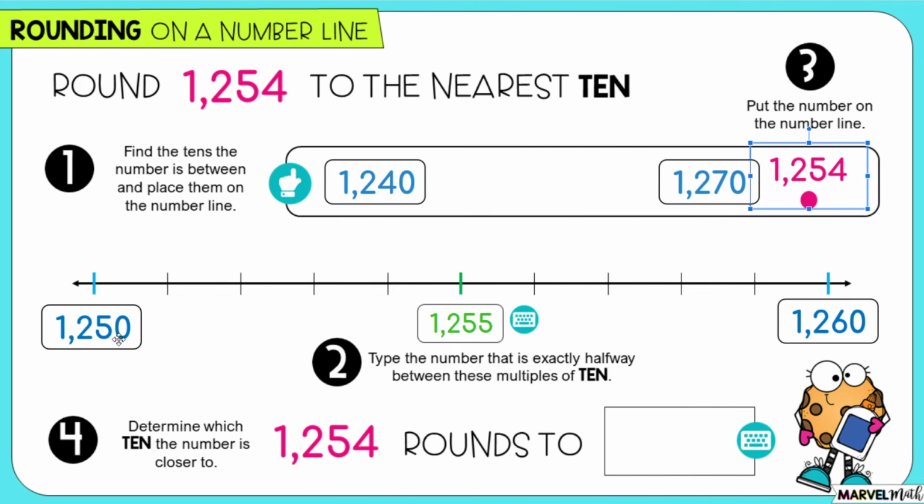So this would be 1,251, 1,252, 1,253, 1,254. So if I'm rounding to the nearest 10, it's going to round to 1,250.